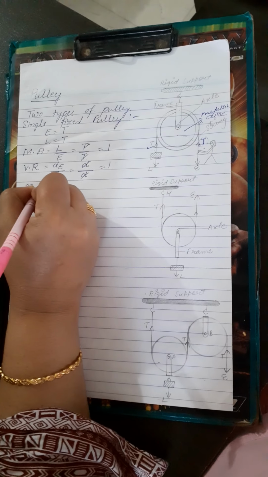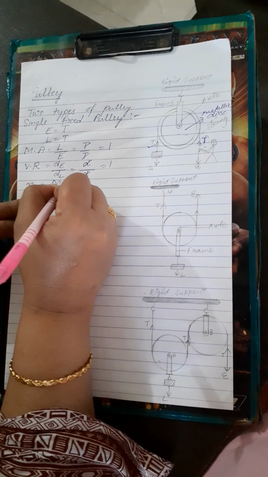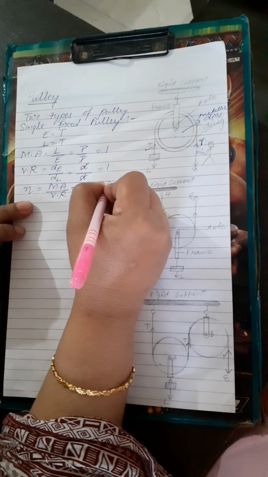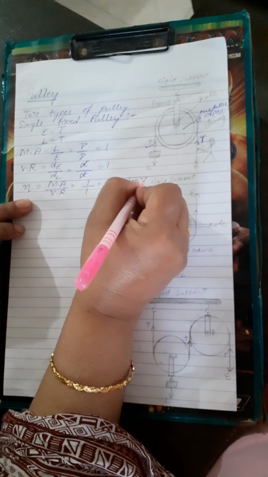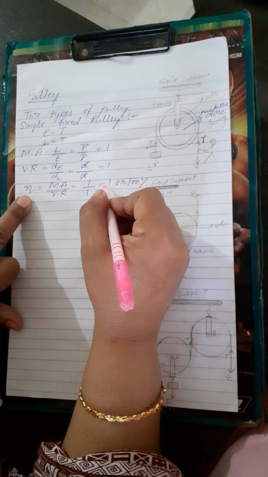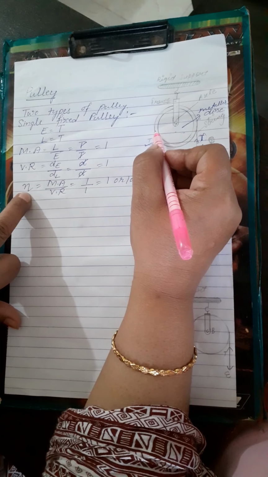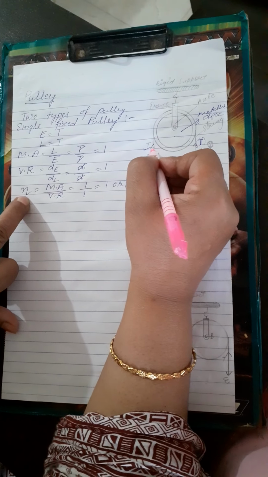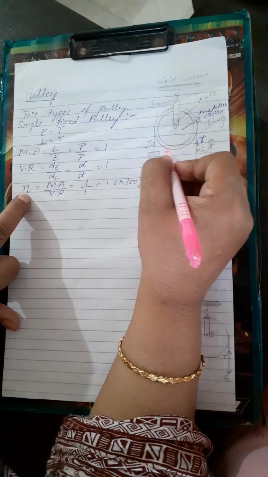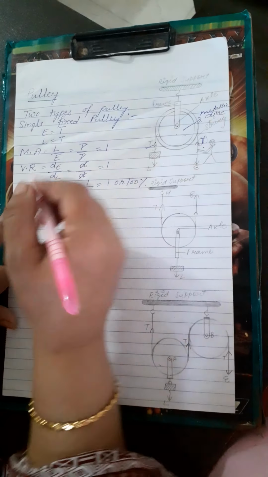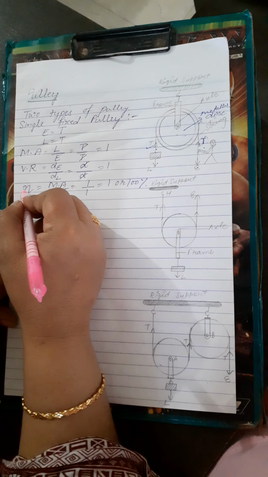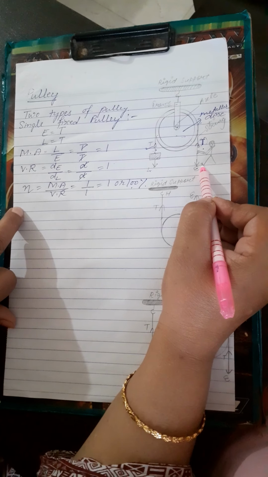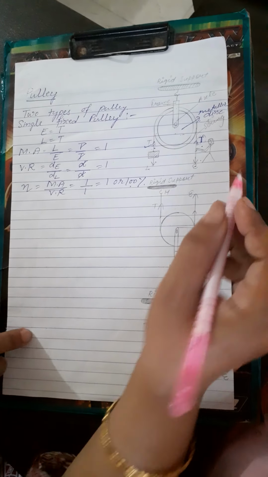So next is, beta, what is efficiency? Mechanical advantage divided by velocity ratio. It will be 1 by 1, 1 or 100%. So this efficiency is for the ideal case when there is no friction. But if friction is there between this rim and the string, or you can say the string is having weight, then beta, efficiency will always be less than 100%. Or you can say we have to apply more effort.